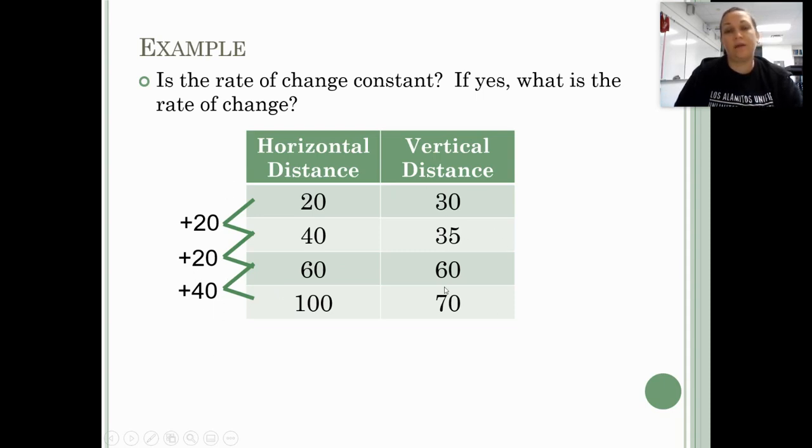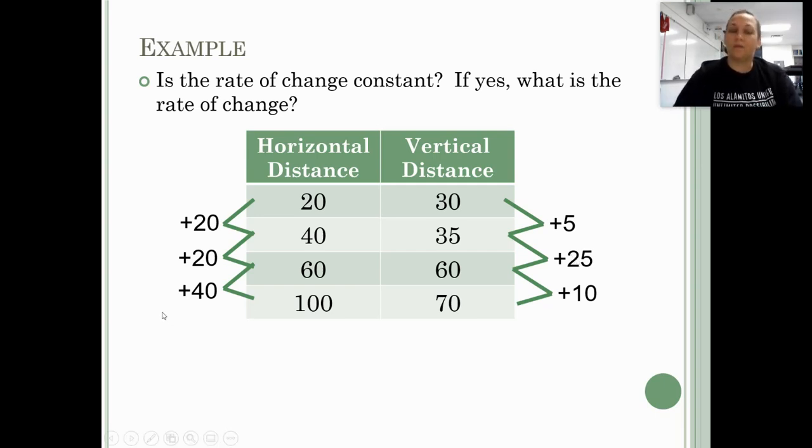Coming over to my y numbers, to get from 30 to 35, I need to add 5. To get from 35 to 60, I need to add 25. And to get from 60 to 70, I need to add 10. Now I'm starting to get a little bit worried here because these first two numbers were the same for my x's, but they're not the same for my y's. But let's just see where this takes us.